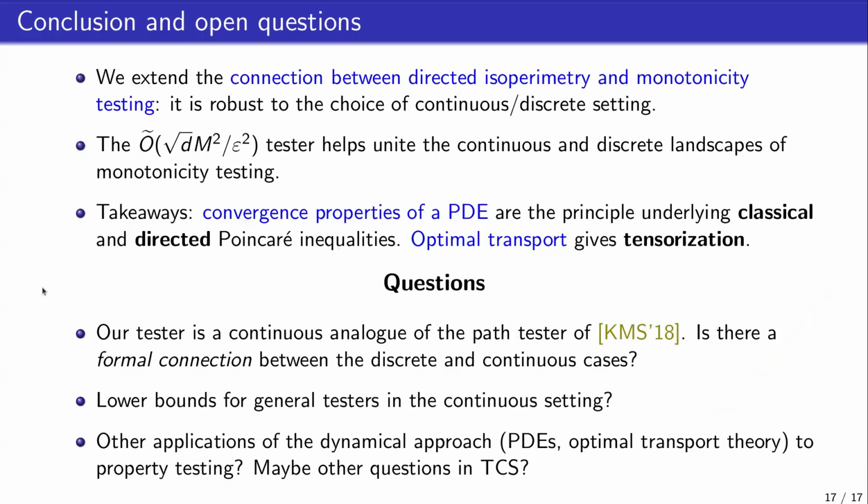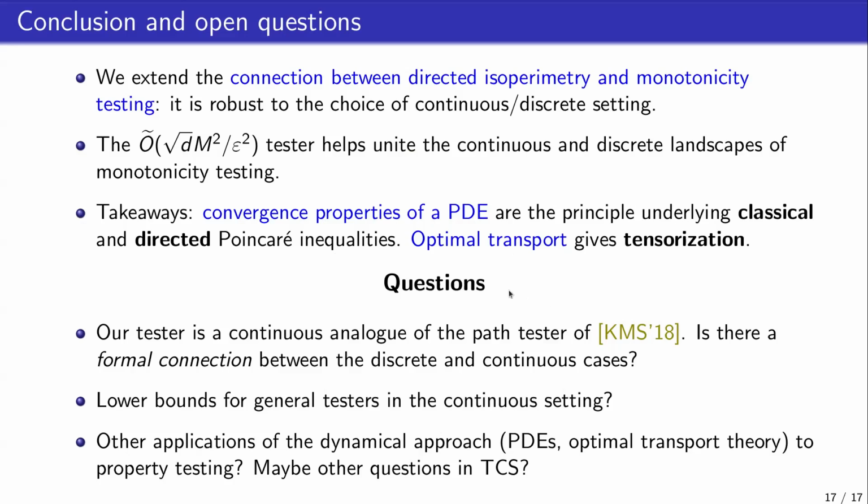So just for some conclusions here, we have extended the connection between directed isoperimetry and monotonicity testing to the continuous setting. The fact that we got a square root d tester helps to bring us closer to the developments in the discrete world. And the takeaway here is, one, that somehow this convergence of a PDE is telling us something about the monotonicity problem and the connection between classical and directed Poincare inequalities. And two, that optimal transport turned out to be a very useful ingredient for tensorizing these inequalities.